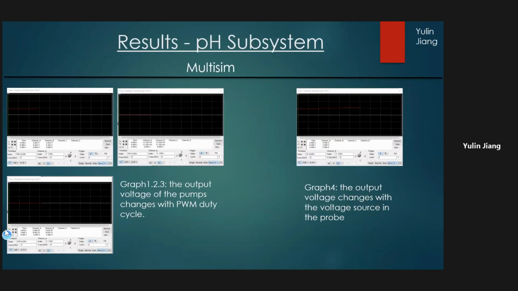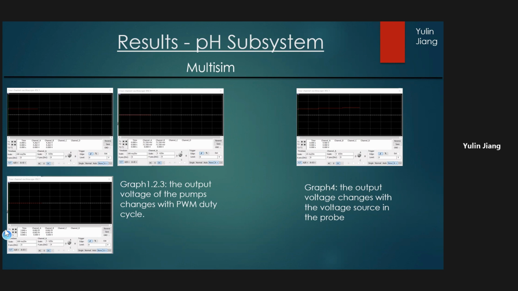This is the result of my circuit. The first three graphs show the output voltages of the pumps change with PWM duty cycle. I changed the PWM duty cycle to 10%, 50%, and 90%, and the result is decreasing. For the last graph, it shows the output voltage changes with the voltage source in the probe.